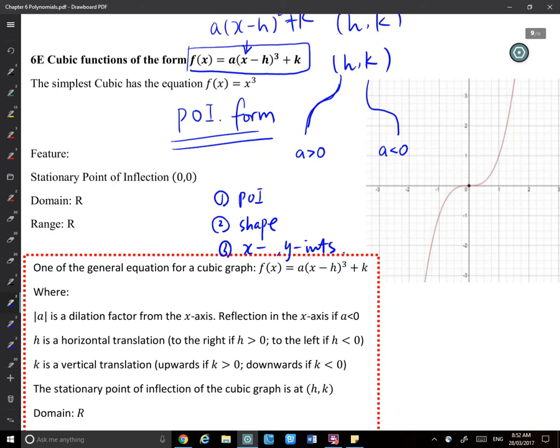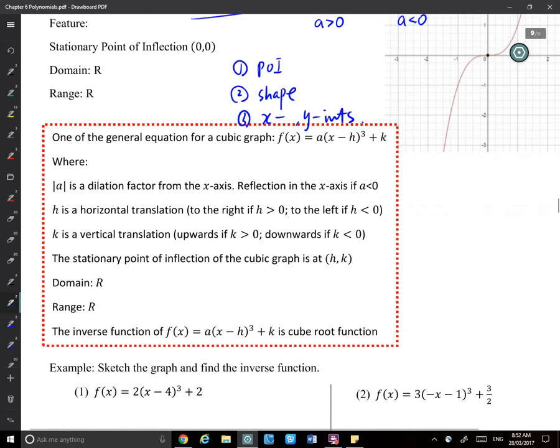The domain and range for cubic is always R and R, because I can take any kind of x and it can give me infinitely large numbers or infinitely small numbers. So the domain and range is always R and R. You don't need to think about it. It's the same as the cube root function. You always have R and R for domain and range.